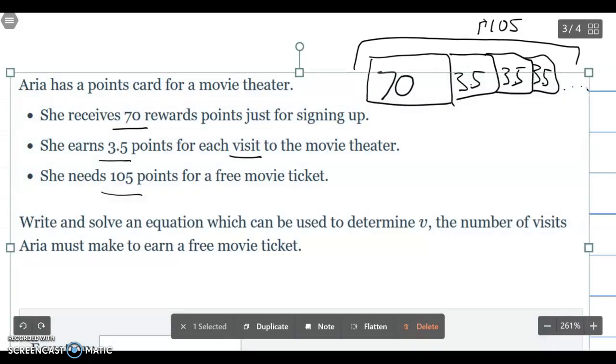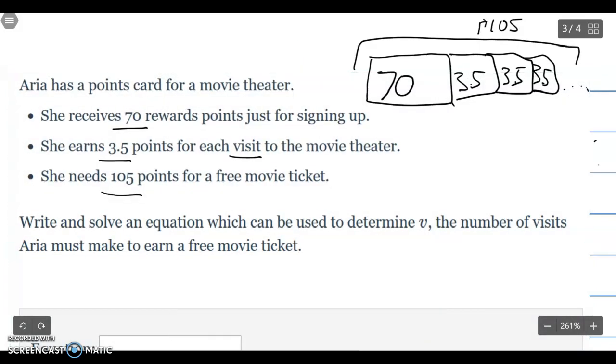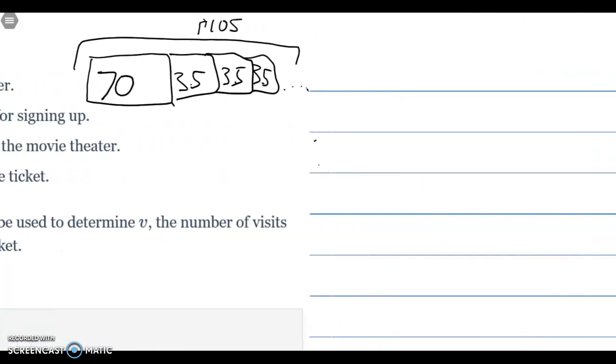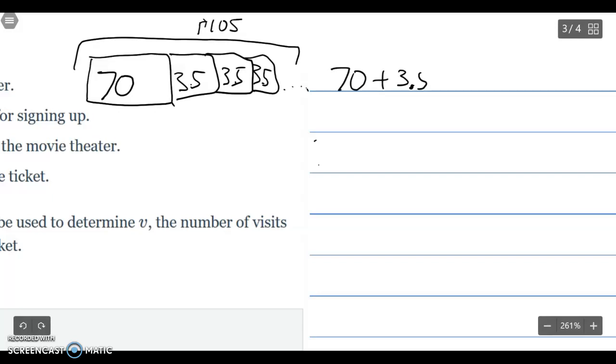All right. Got that. All right. So this is what we're going to do. We'll come over here and write an equation. We know we got the 70, right? Plus the 3.5 every visit. Okay. And these dots, we don't know how many it is. We're going to have to multiply. We don't want to keep putting unknown 3.5s. We're going to multiply that times the unknown variable, which is V. Okay. And when we add that together, we get a total of 105.